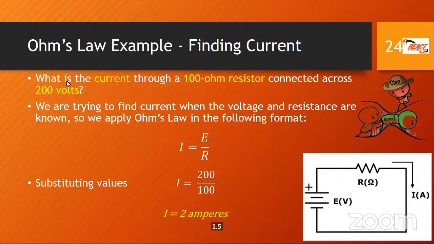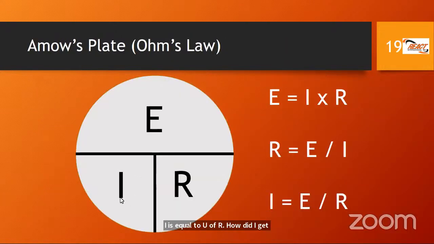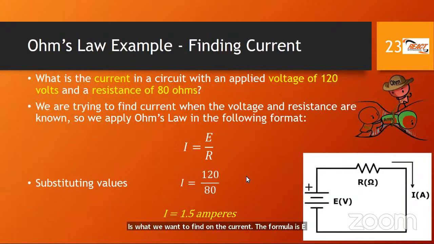Right, similar question. What is the current? They want to find out what the current is through a 100 ohm resistor connected across 200 volts. So look again, same type of formula. We are getting the resistance, we're getting the voltage, we want to find the current. We use the formula as the last example. I is equal to E over R. How did I get that? I is what we want to find out, the current. The formula is E divided by R. That's how we got the formula.